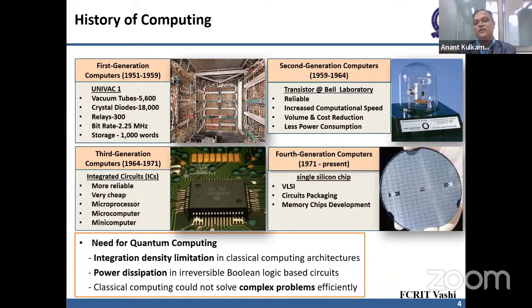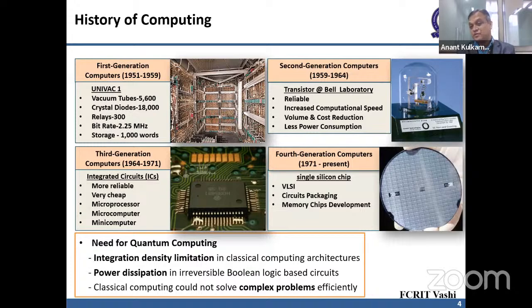If you look at it carefully, it occupies an entire room for the computation. Then there was a revolution due to the invention of the transistor at Bell Laboratories. Because of the transistor, there was a paradigm shift in computing. The size was reduced from a room to something on the fingertip.